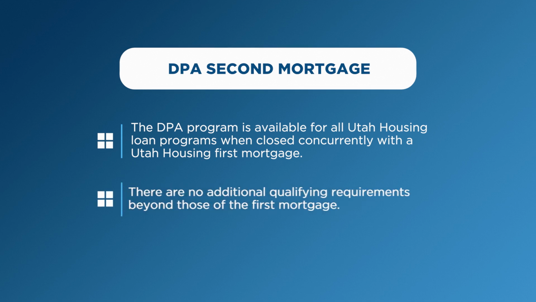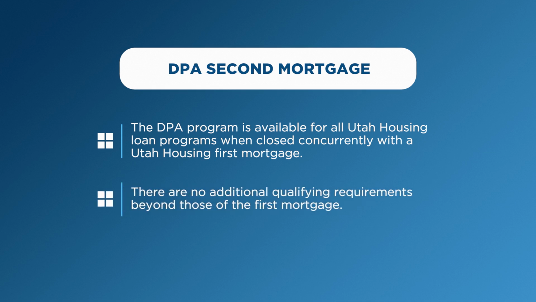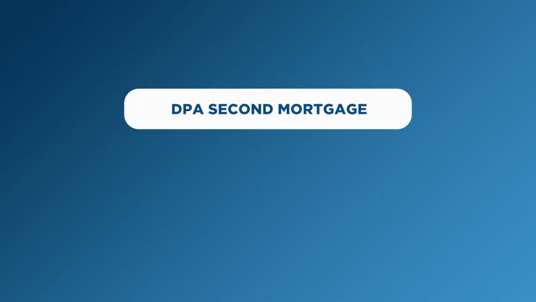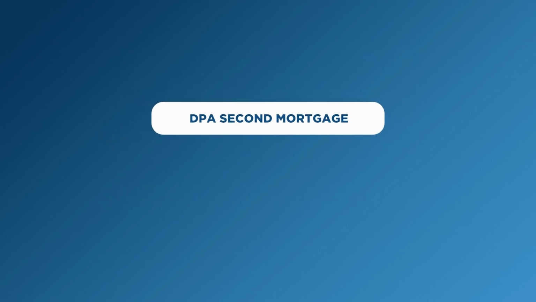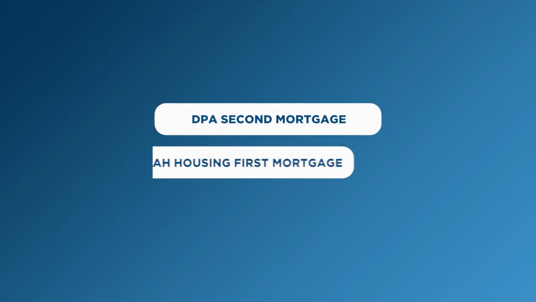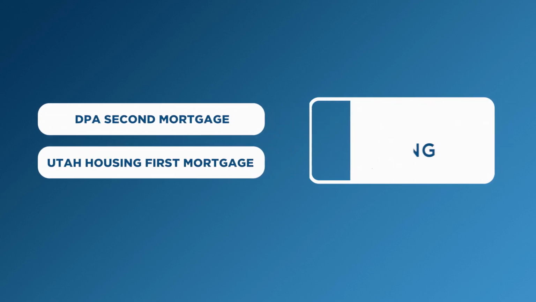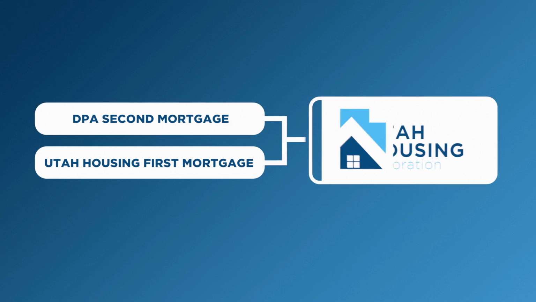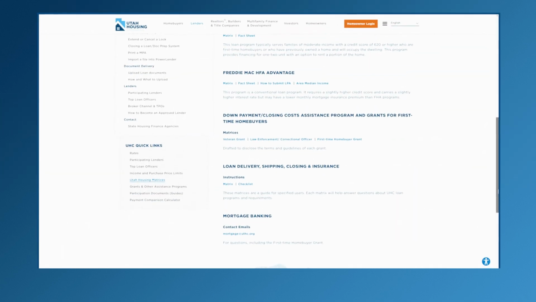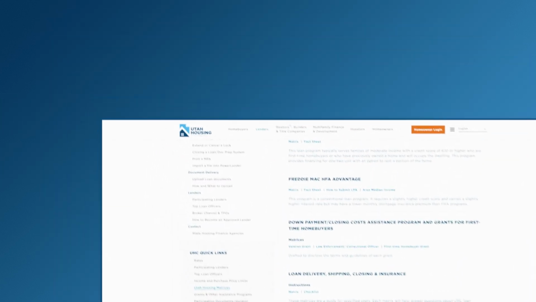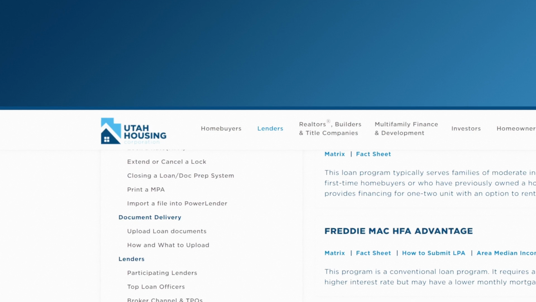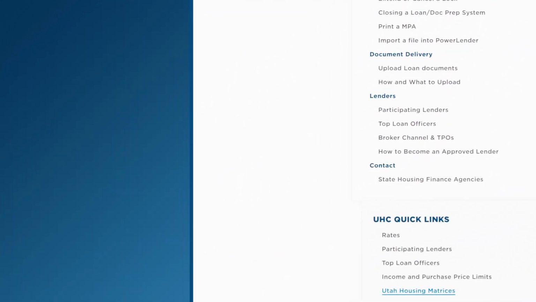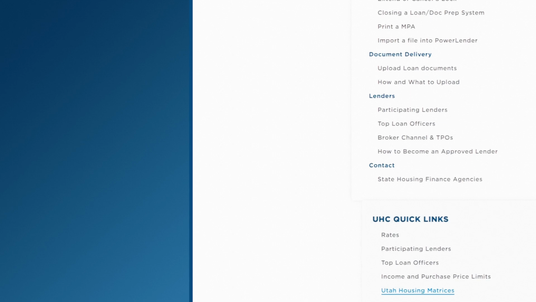There are no additional qualifying requirements for the DPA loan beyond those of the first mortgage. The DPA loan is a fully amortizing second mortgage. Borrowers will make the first mortgage and the DPA second mortgage payment to Utah Housing Corporation. Same as the first mortgage, from time to time, Utah Housing may amend the guidelines of a loan program, as well as add or remove a DPA program. Refer to the Utah Housing Lender webpage, matrices, and fact sheets for current DPA programs.